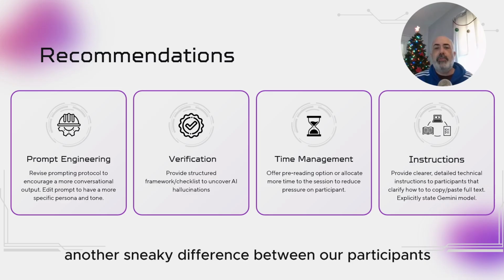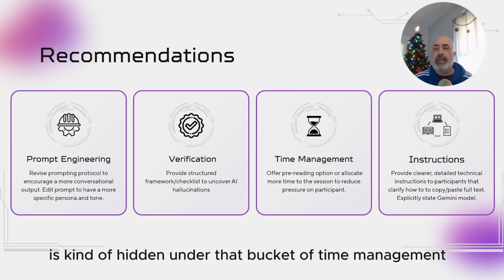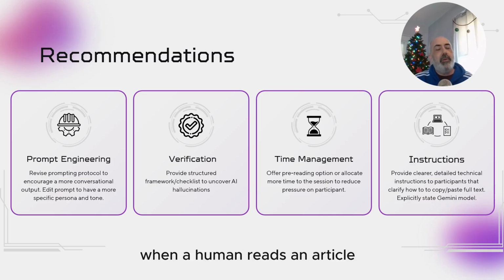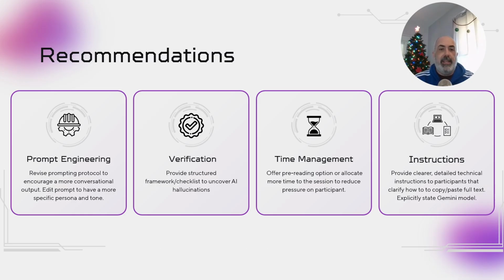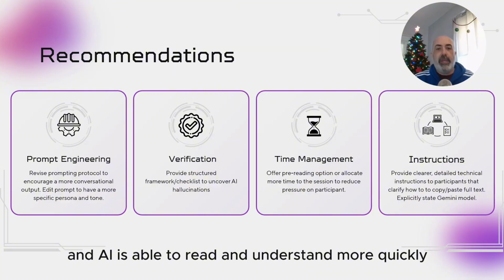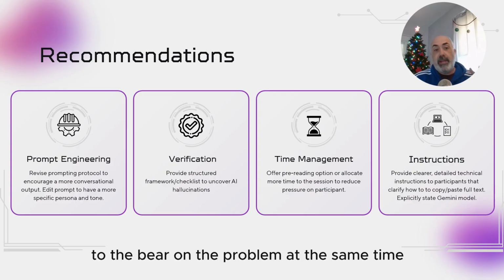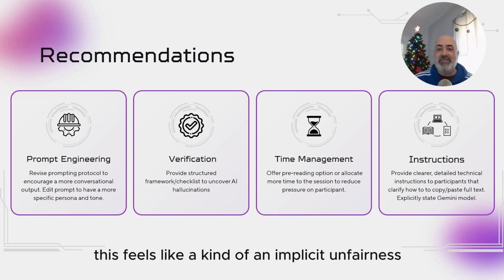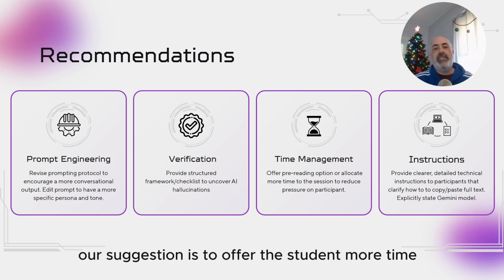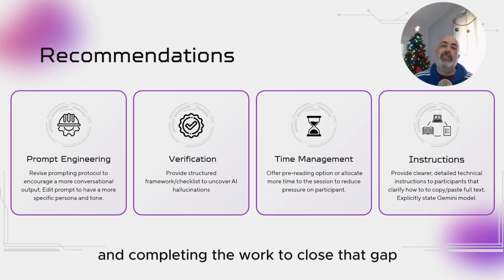Another sneaky difference between our participants and what an AI is capable of is kind of hidden under that bucket of time management. When a human reads an article, they're doing so linearly with just their one brain looking through the article. And AI is able to read and understand more quickly, in essence, because it's bringing many brains to bear on the problem at the same time. This feels like a kind of implicit unfairness. So our suggestion is to offer the student more time for pre-reading and completing the work to close that gap.